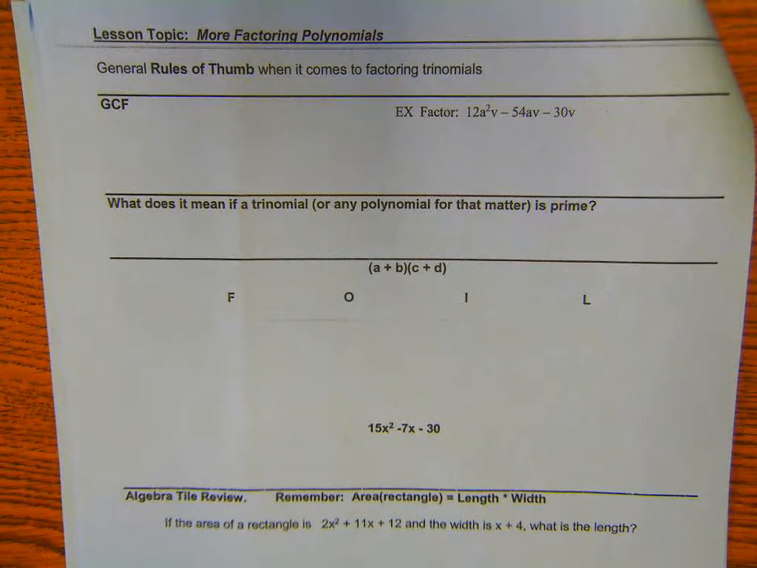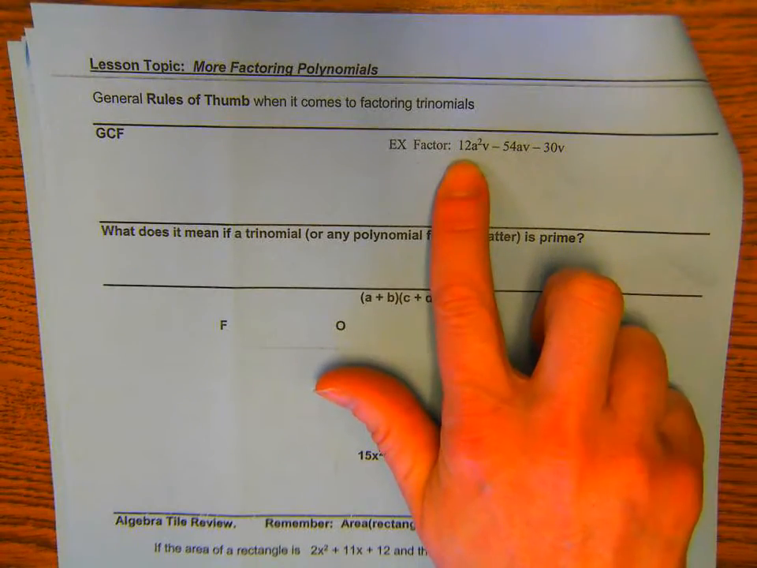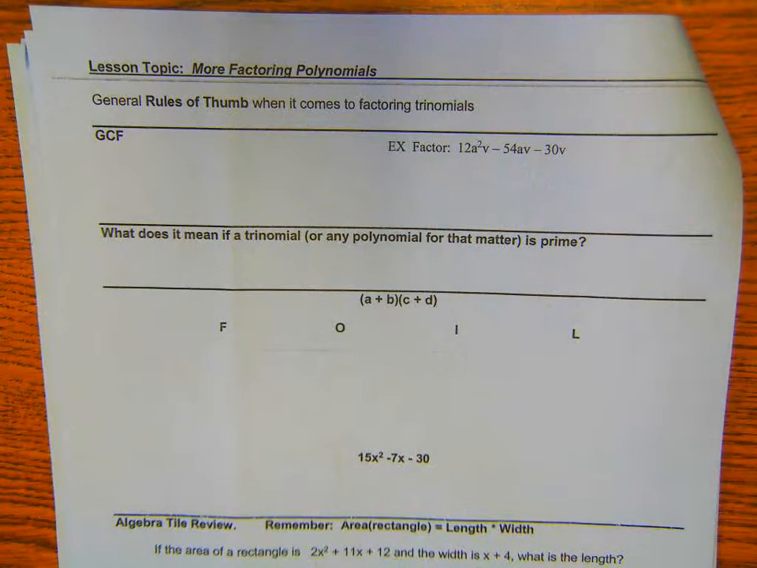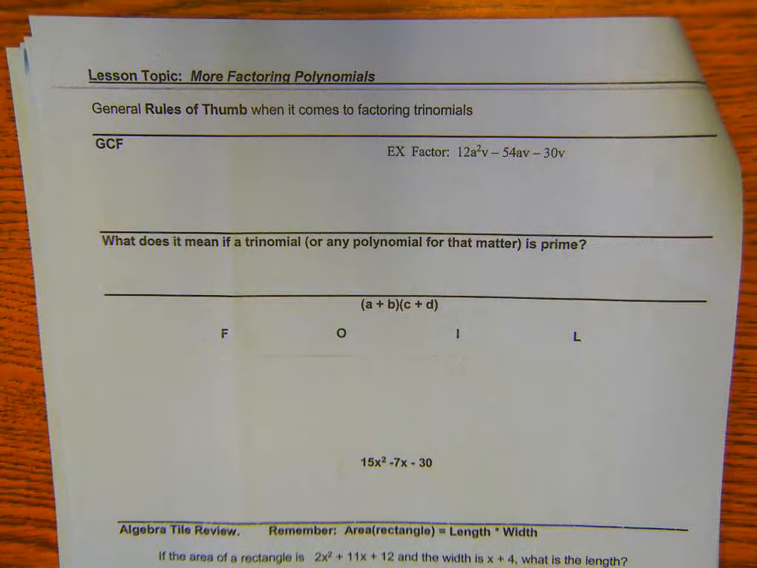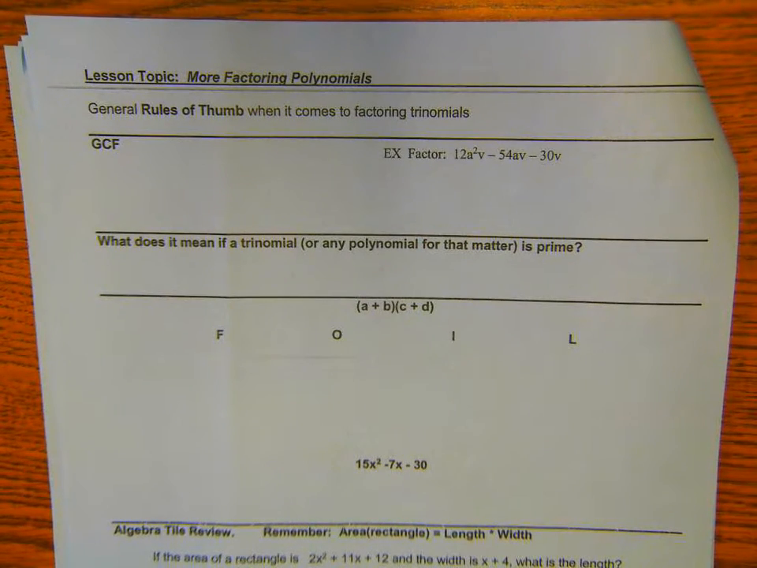Greatest common factor. When we have something in front, like this has a 12 in front, or in general in factoring, the first thing that we want to do is look to see if it has a GCF. That's what we're going to do first. That's why I listed it first. So take a look here. Does 12a squared b minus 54ab minus 30b have a GCF?